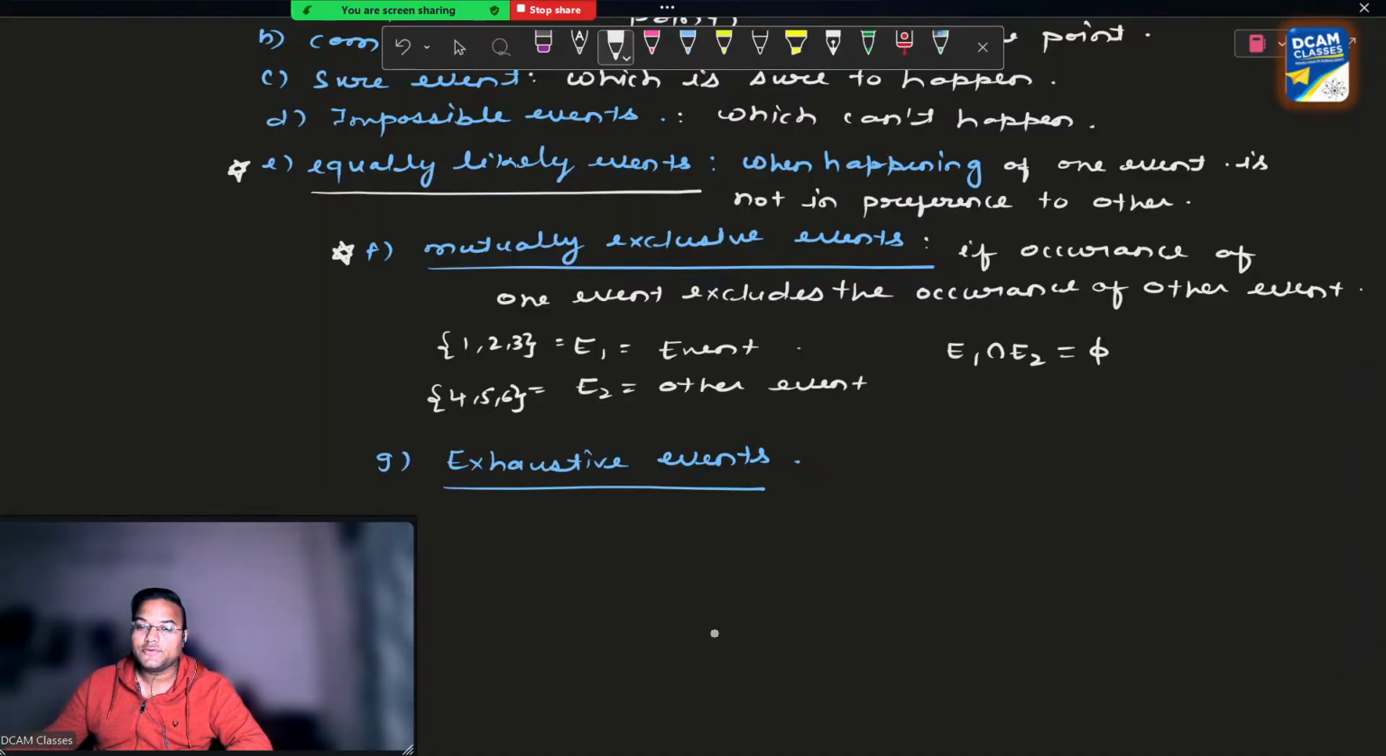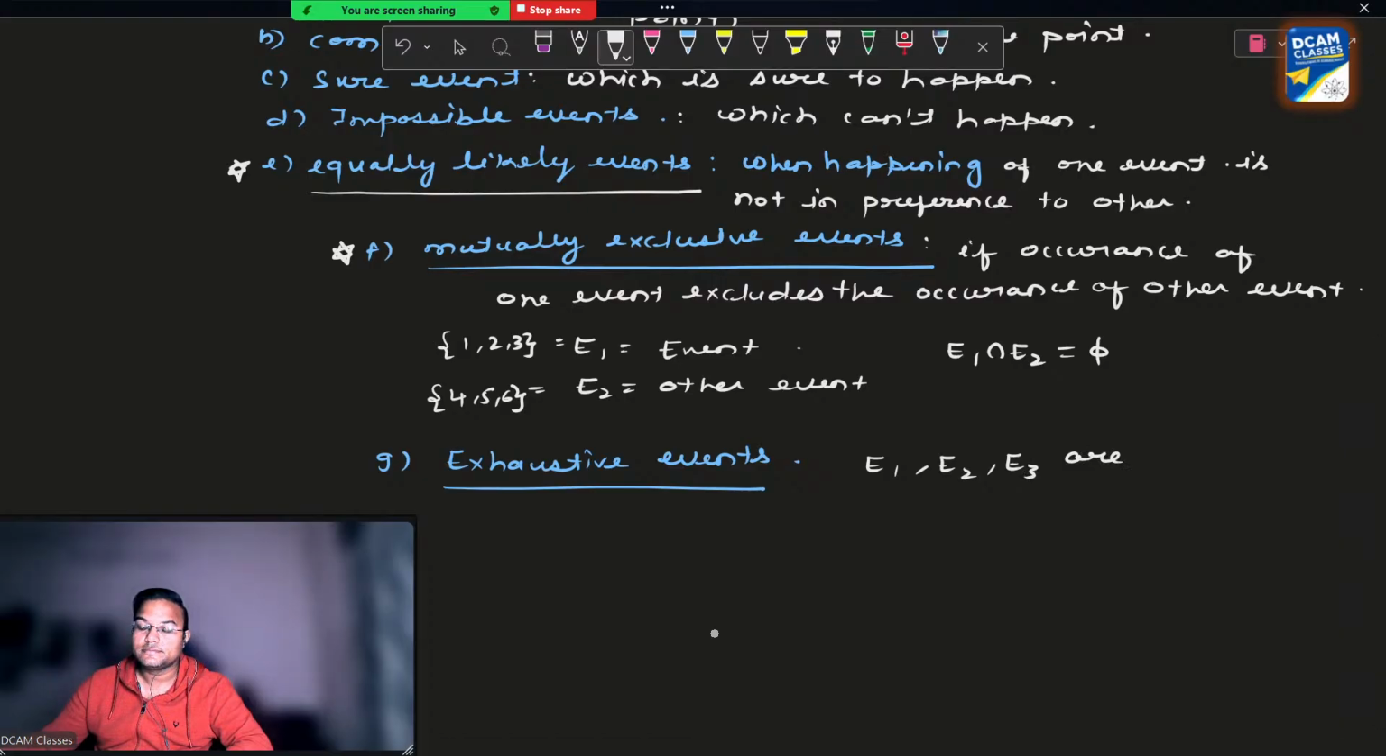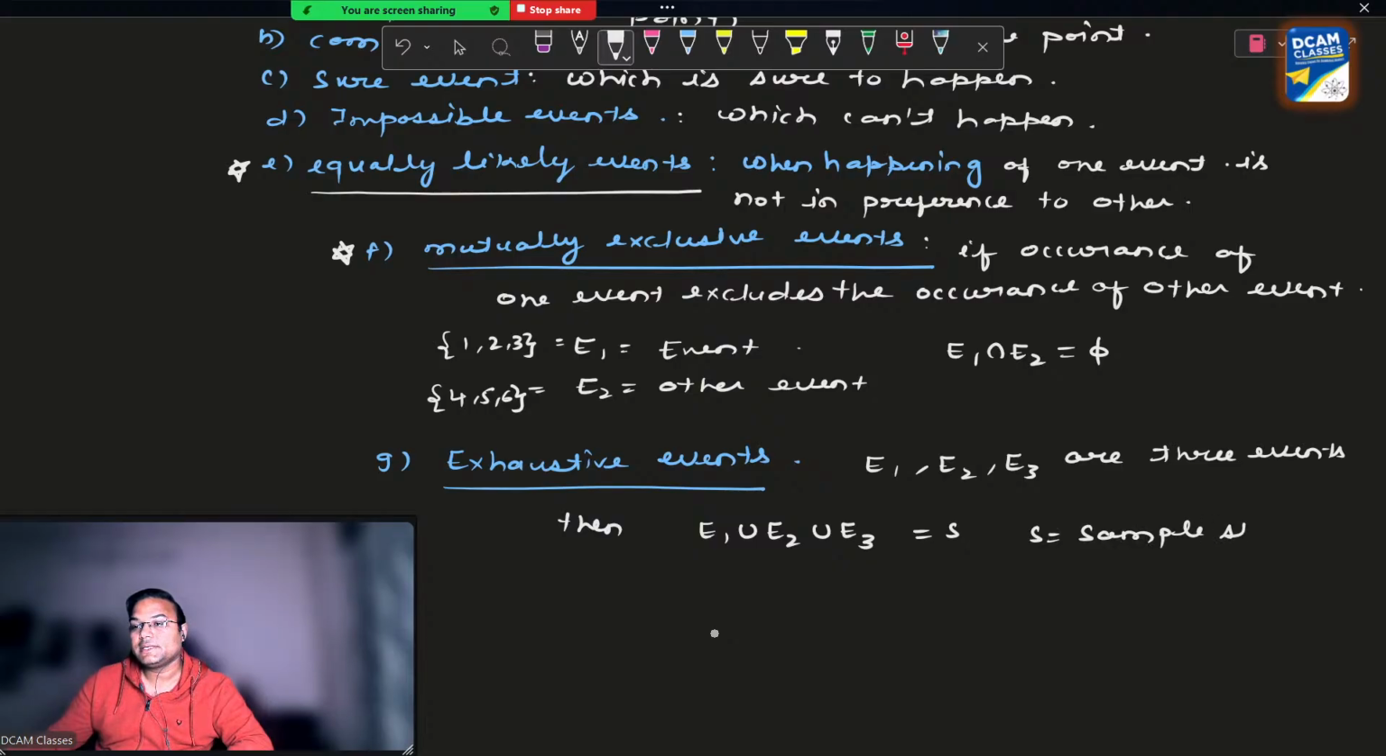For example, if E1, E2, E3 are three events, then E1 union E2 union E3 is equal to S, where S is the sample space.